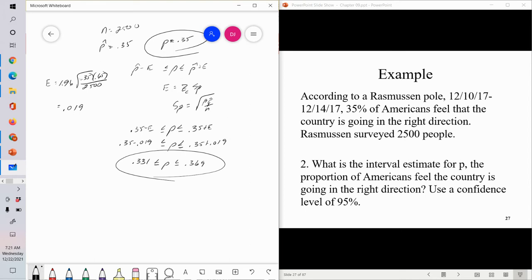Based on the Rasmussen poll, we would estimate that approximately 35% of Americans in 2017 felt that the country was going in the wrong direction. But that would be 35% plus or minus 1.9%. So in other words, somewhere between 33.1 and 36.9% of people felt that the country was going in the wrong direction, and we're about 95% confident of those results.